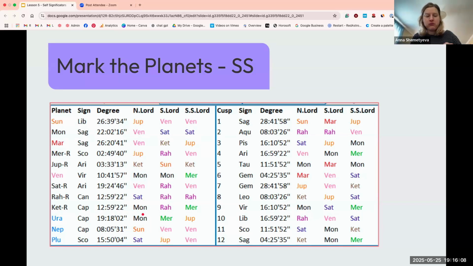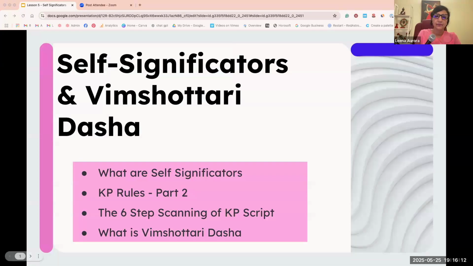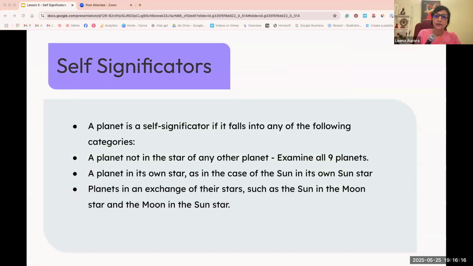Okay. Now parameter 2 is, let's move to the second slide. A planet is not in the star of any other planet, like we started. Next point is a planet in its own star. Even that is also self-significator.